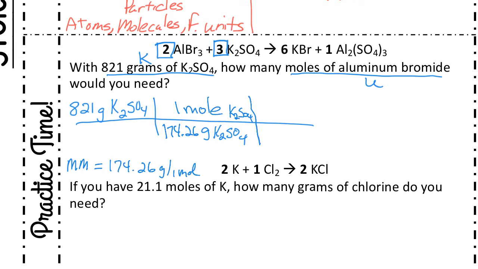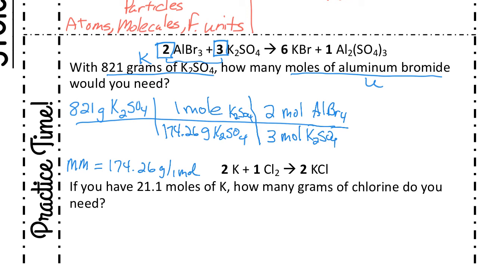So if I have moles of K2SO4 on the top, you know I'm going to need moles of K2SO4 on the bottom. So I'm going to go to my balanced equation. Here I've got the molar ratio. There are 3 moles of K2SO4 for every 2 moles of AlBr3. So I'm going to put the moles of K2SO4 on the bottom so that my units will cancel out. So 3 moles of K2SO4 are going to go on the bottom. And now I'm going to cross the bridge from one chemical to the other one, to 2 moles of AlBr3.